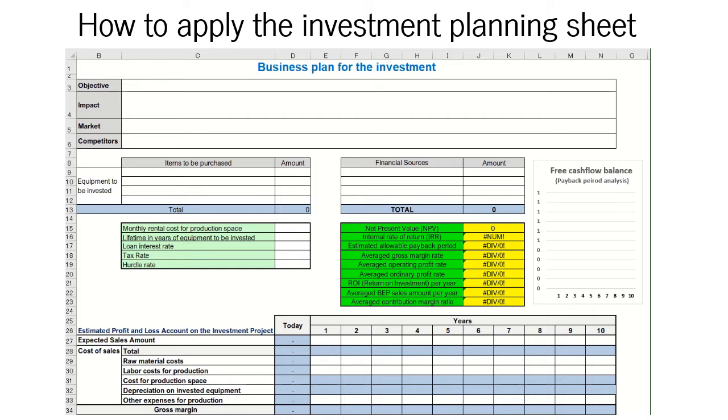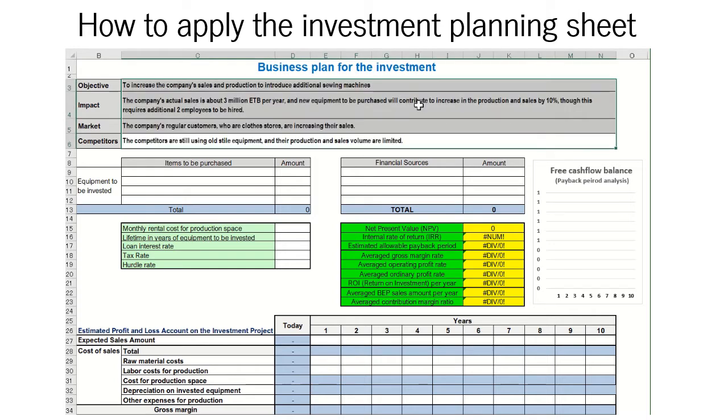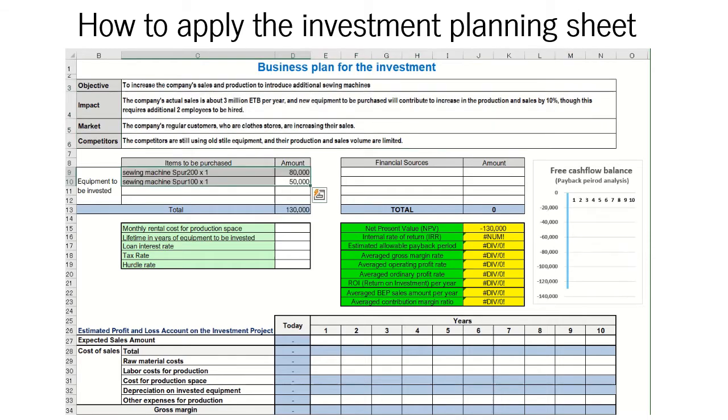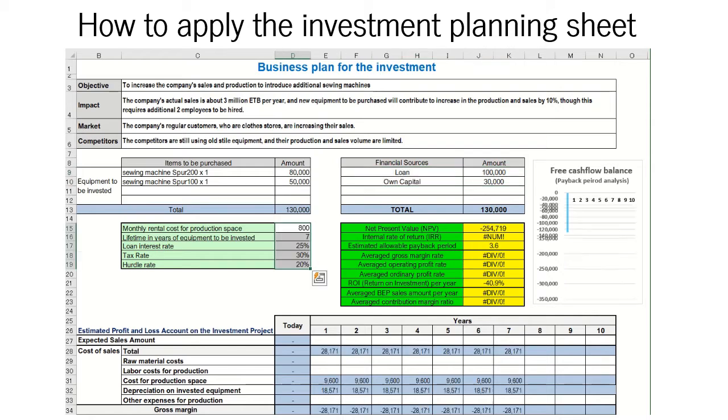Now, let's see how to apply the investment planning sheet, which facilitates the elaboration of a business plan for investment. First, the investment objective, possible impact, and market and competitors related to the investment project should be filled in qualitatively to identify general features of the project. Then, the equipment to be invested in should be mentioned. In this example, the company analyzed the possibility of buying a sewing machine as the investment project.